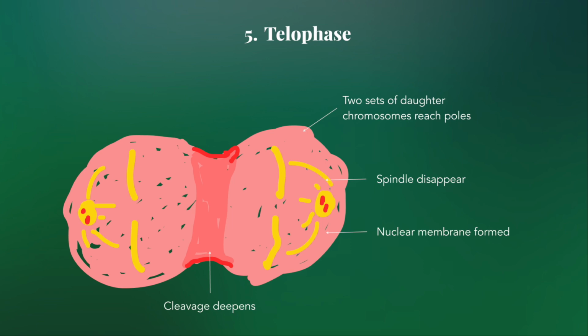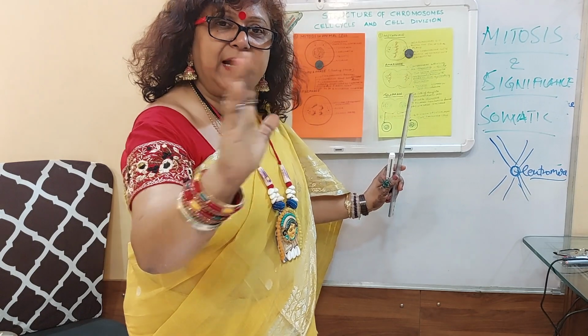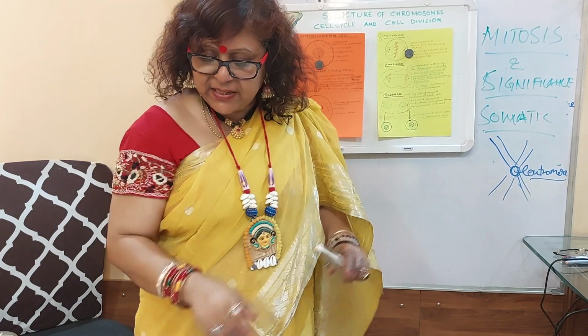And the nuclear membrane again is formed. This outer structure is the nuclear membrane. So these are the distinct points of telophase. If they ask you the differences between prophase, metaphase, anaphase and telophase, draw the diagram, write the points, and underline the key points. Then, what is the next stage after telophase?